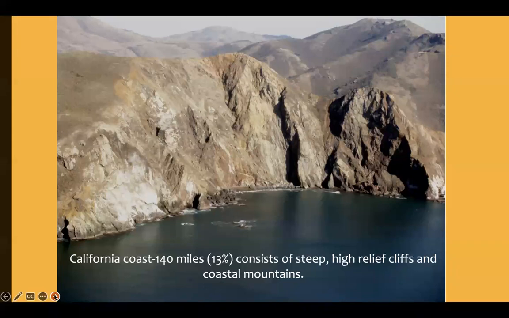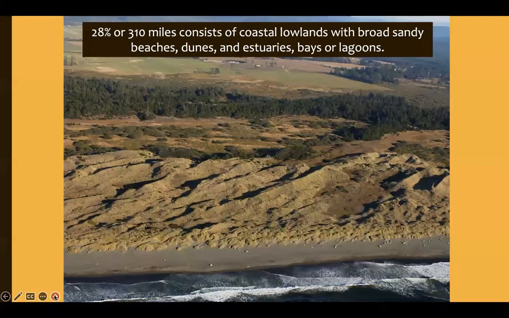And then we have our coastal cliffs here in California. 13% of that is these really high, steep cliffs along the coastal mountains. So it's very, very pretty to see. 28% of California is lower land. So we have estuaries, beach dunes, lagoons, and bays. 310 miles of that coast is lowlands. You don't see it as much anymore because it took a long time to protect these areas.